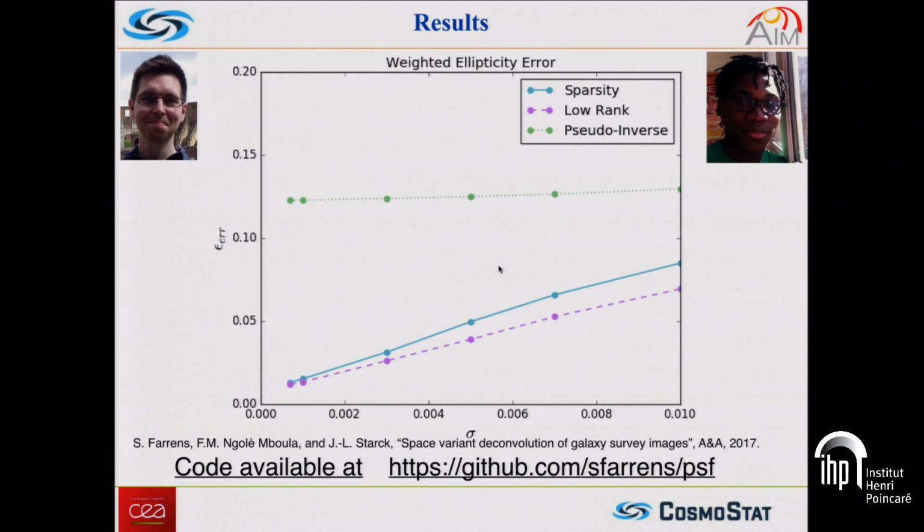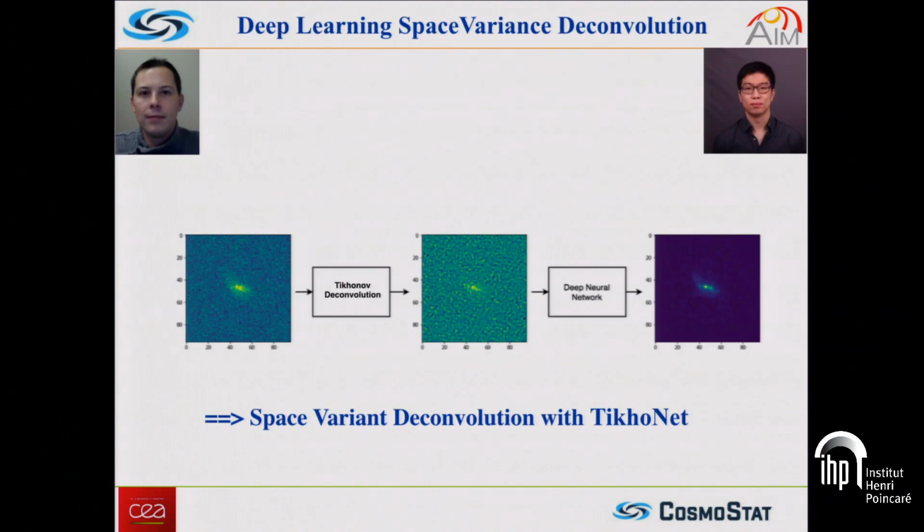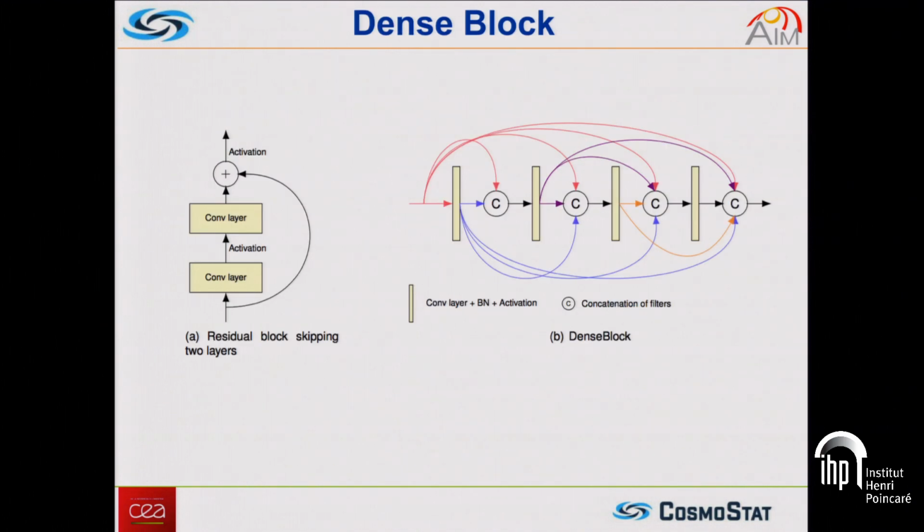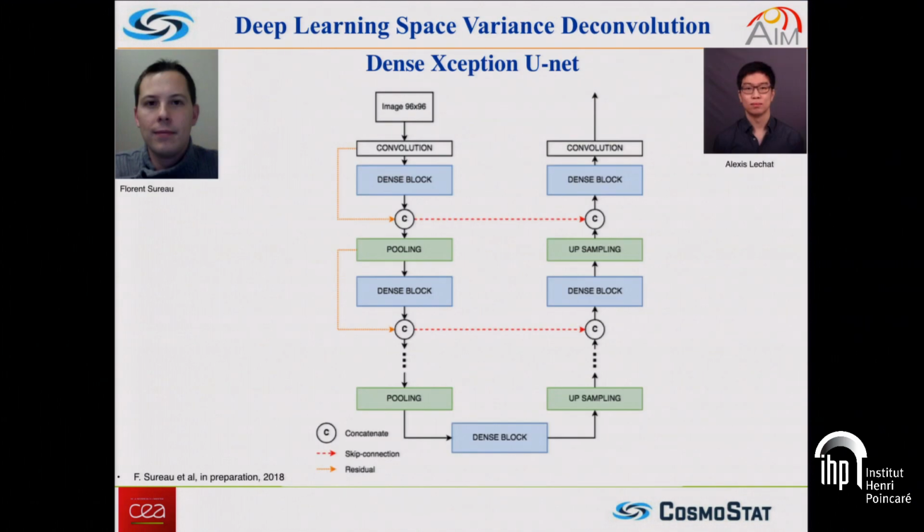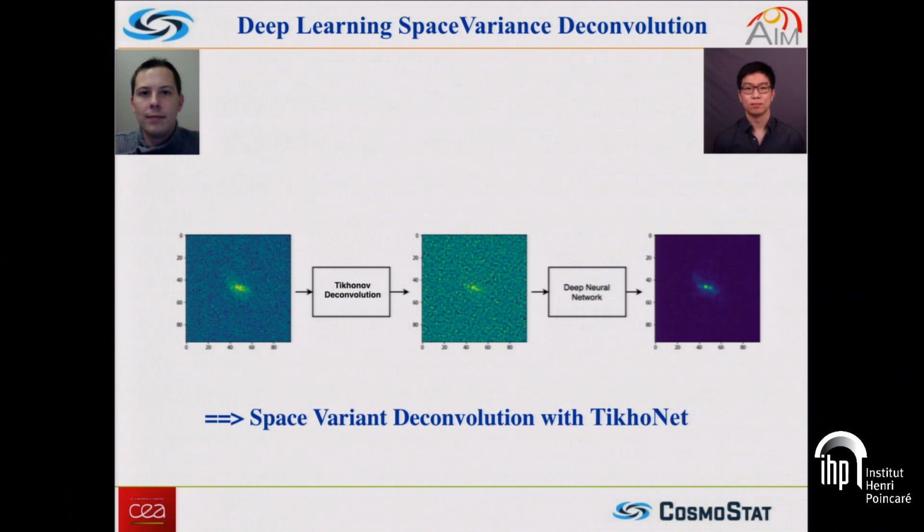So we put up a subject for a student for an internship, and if you want to have a student, then you have to put deep learning in the subject, otherwise nobody is coming. So this is what we did, and what we tried to do then is to compare this kind of technique with deep learning, still using space variant deconvolution.